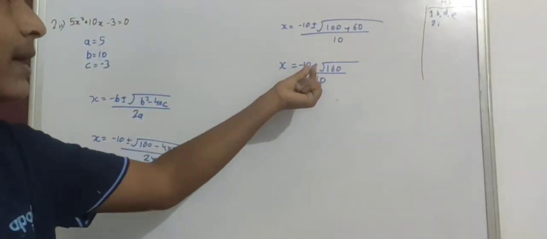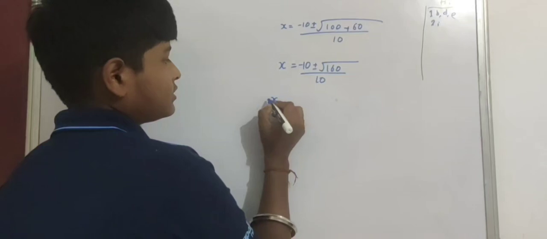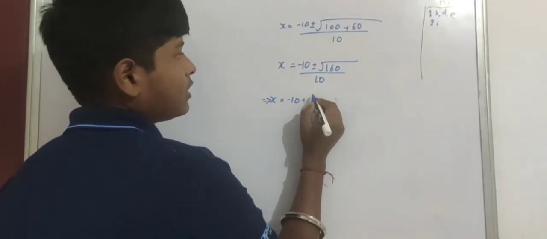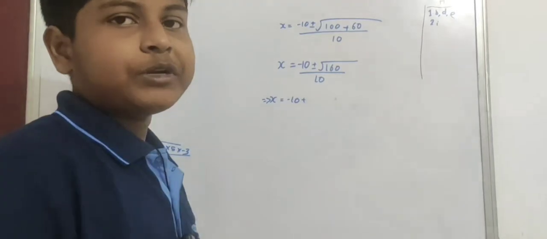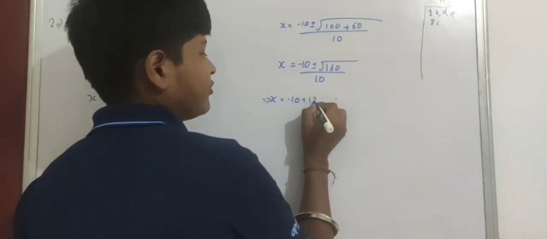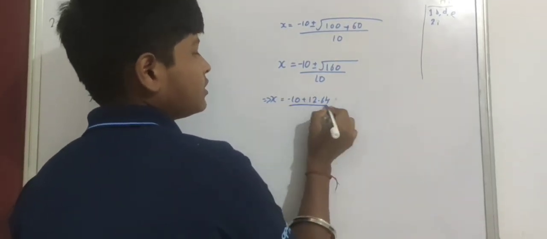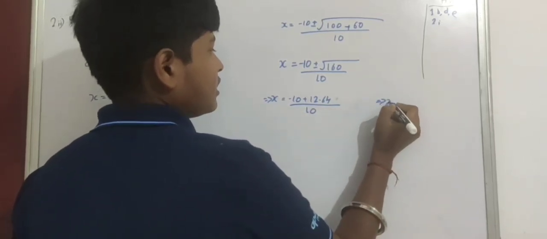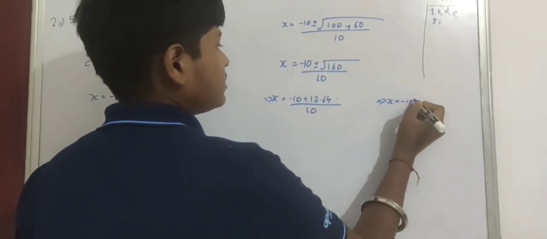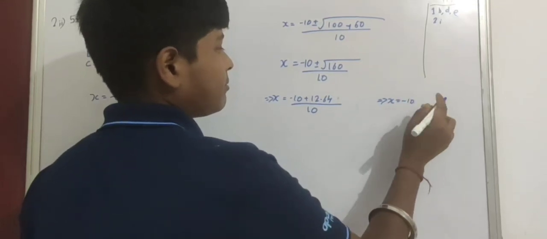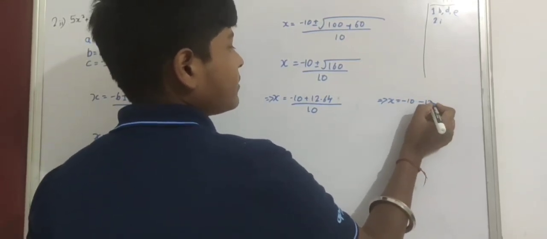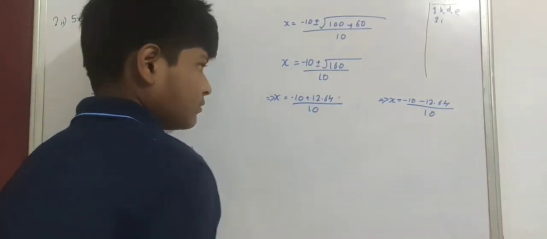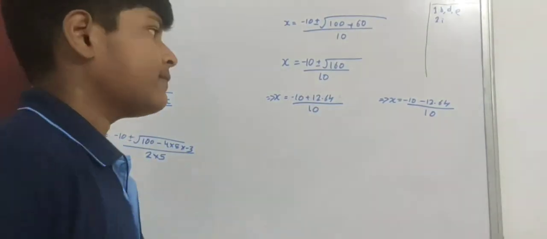Now for x, we have to take the under root 160 in a decimal form. X is equals to minus 10 plus minus, taking its plus, the value of under root 160 is 12.64 divided by 10, and x is equals to minus 10 minus 12.64 divided by 10. The difference is that there is plus and there is minus.